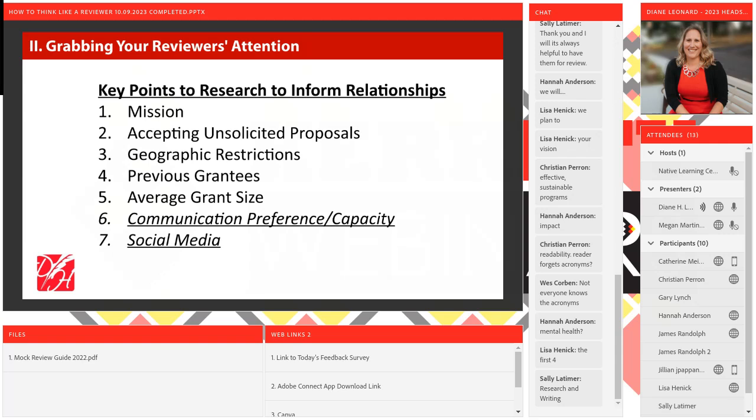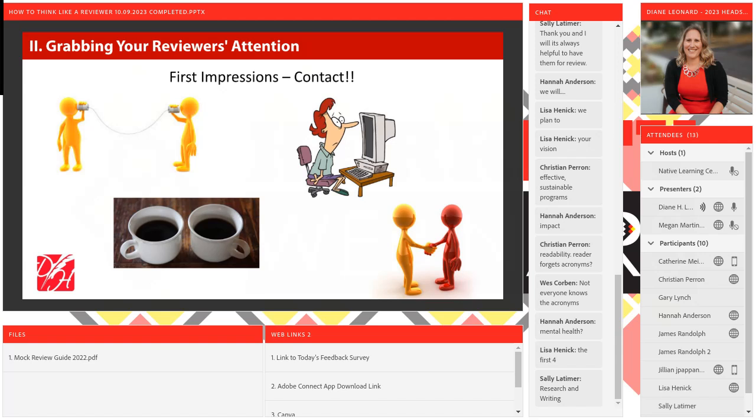Now, as you can see, number 6 and 7 are underlined. The reason why communication preference and capacity and social media are called out on this slide with an underline is that these 2 items that we're looking for during our research are going to directly help us understand where and how, if at all, we get to make a first impression with a grant maker.